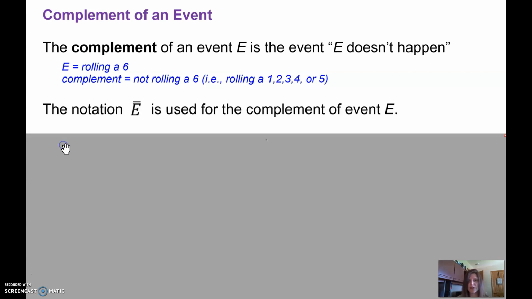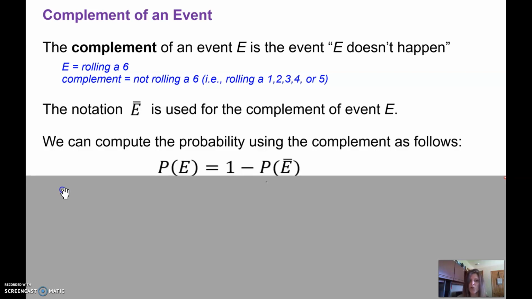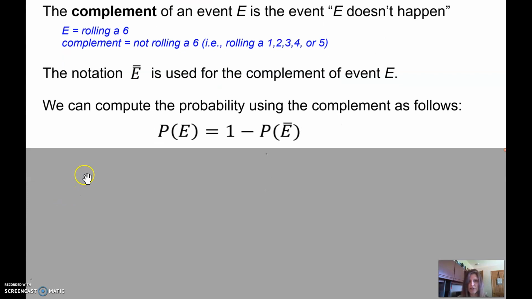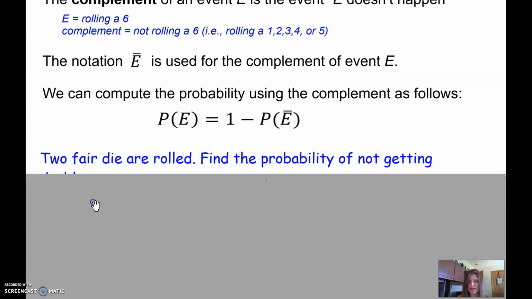First, I want to give you some notation. In math, we always have notation. This is no different. So if my event is E, then E with a bar above it means the complement of that event. How do I use this to calculate probabilities? Well, the probability of event E is going to be equal to 1 minus the probability of its complement. Again, let's take a look at an example to help clarify this.